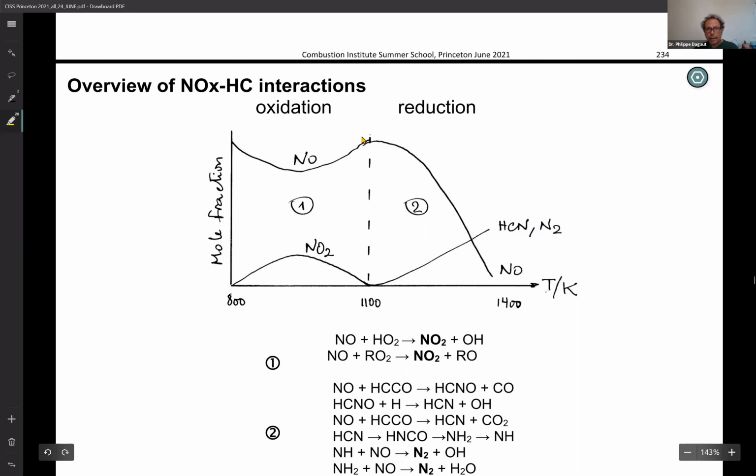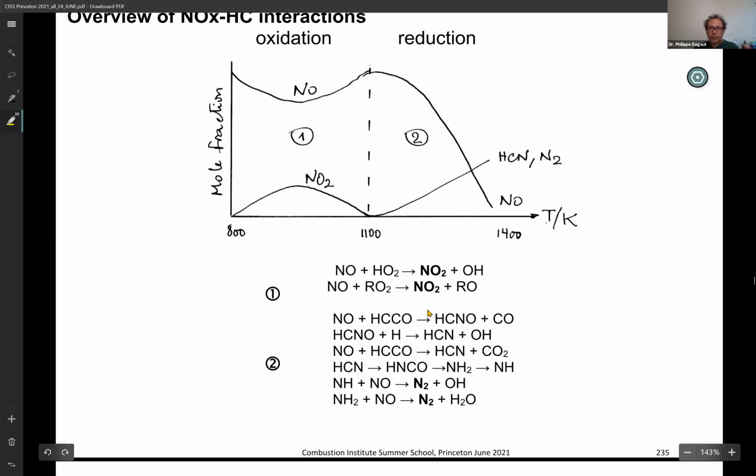Whereas at higher temperature, this is less and less important, and the main routes are those written here. The reaction of NO with HCCO, forming HCNO, HCNO being reduced by reaction with H atoms, producing HCN, and the other reaction of NO plus HCCO giving directly HCN.